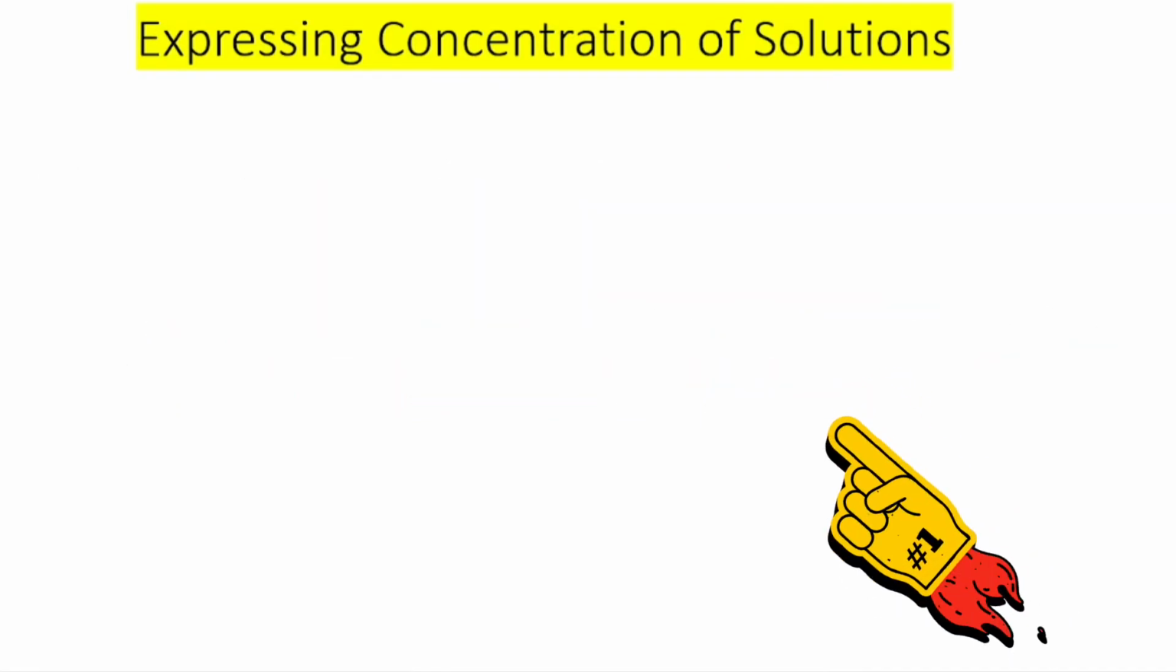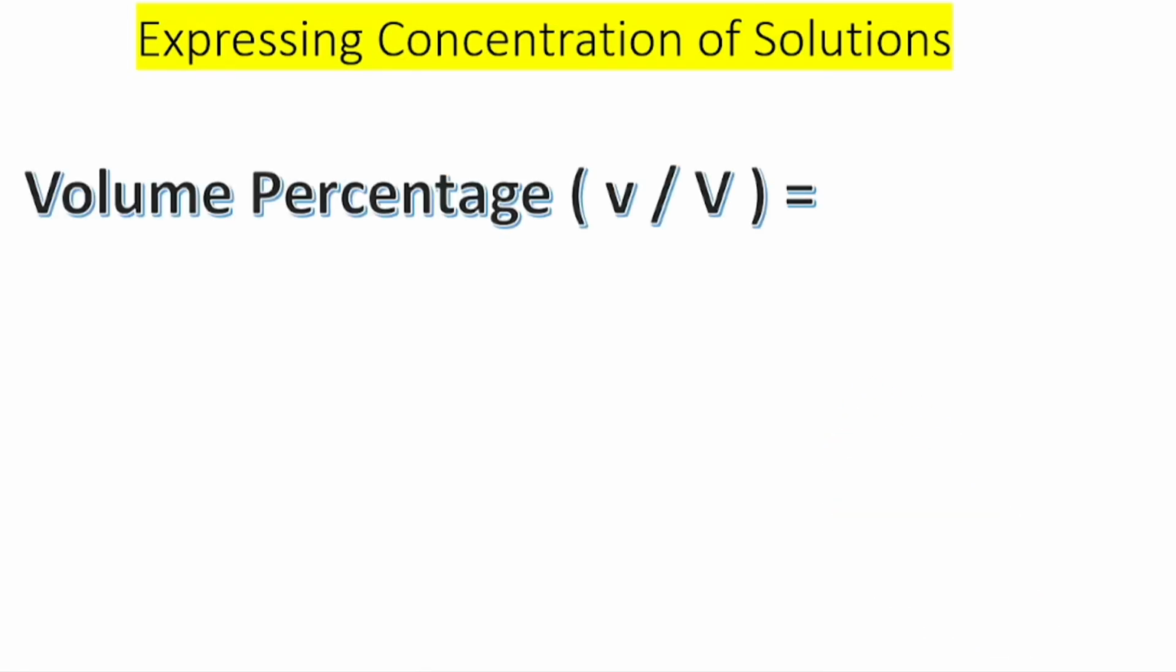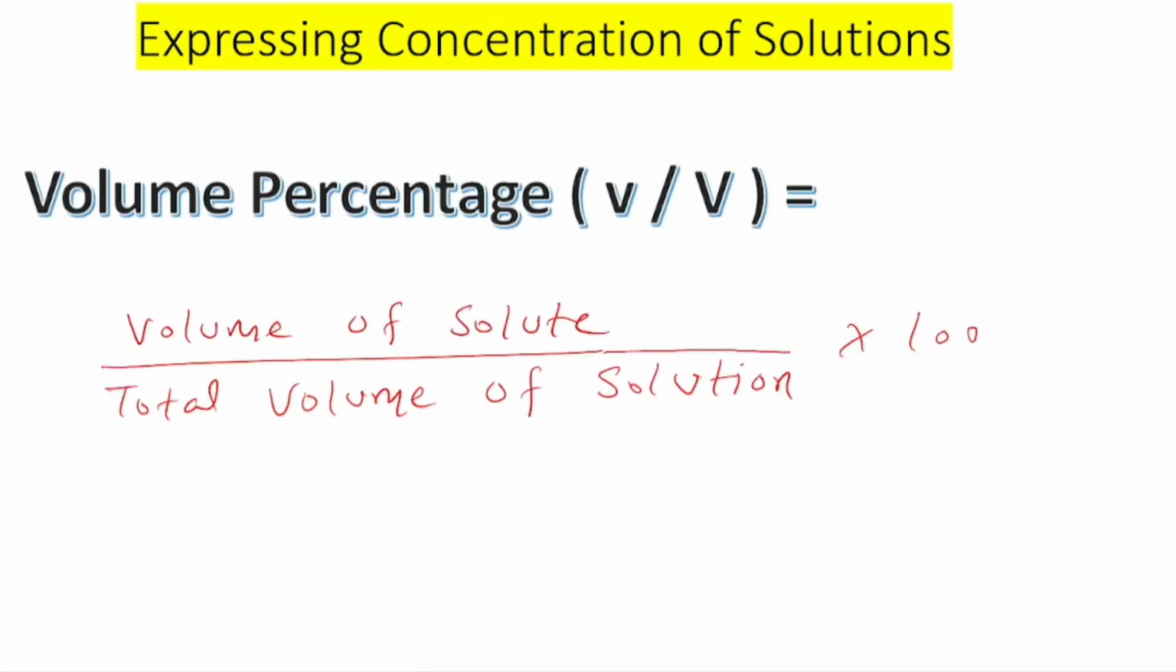Similarly, we can express the concentration of solutions in terms of volume also. We define volume percentage as the volume of solute divided by the volume of solution, times 100. Volume percentage is represented by a small v divided by capital V. For example, 35% volume percentage of ethylene glycol is used as antifreeze in cars for cooling the engine. There is one more application of volume percentage: it is commonly used in medicines and pharmacy as well.